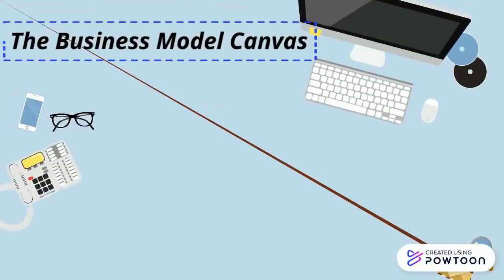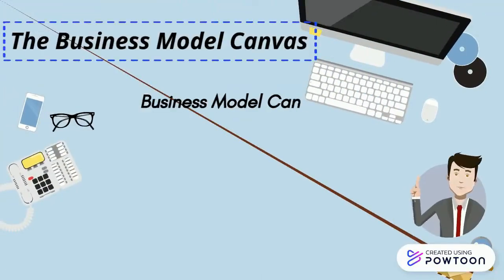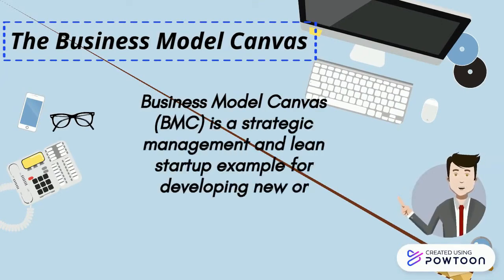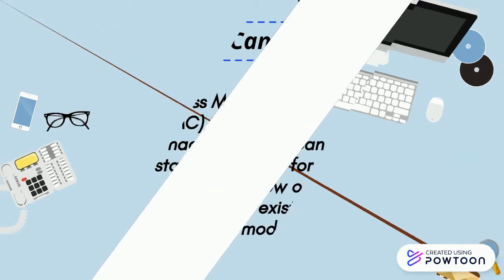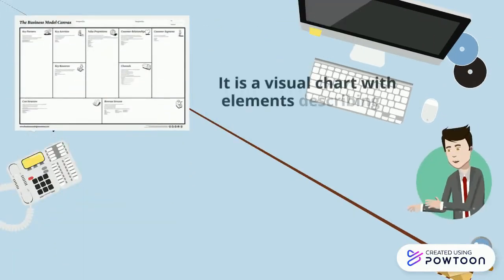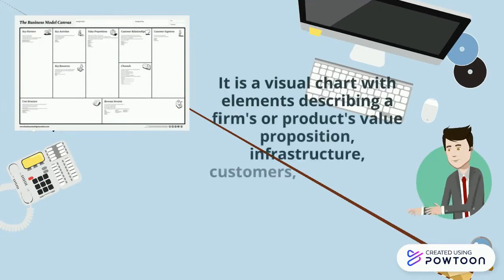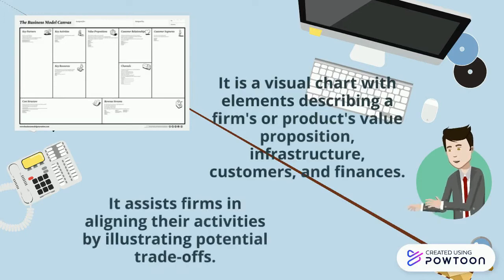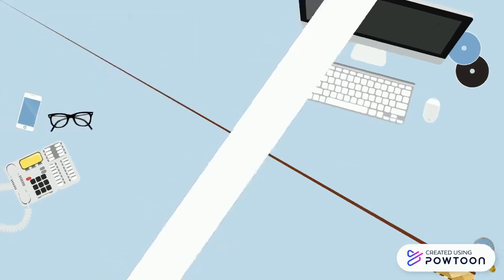The business model canvas is a strategic management and lean startup template for developing new or documenting existing business models. It is a visual chart with elements describing a firm or product's value proposition, infrastructure, customers, and finance. It assists firms in aligning their activities by illustrating potential trade-offs.